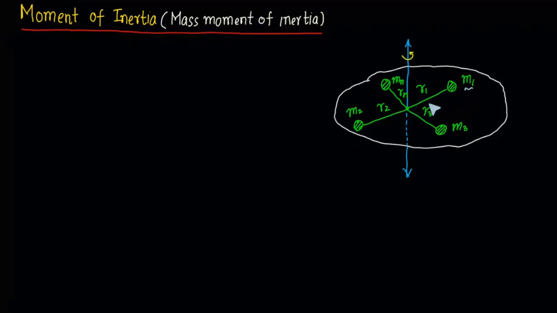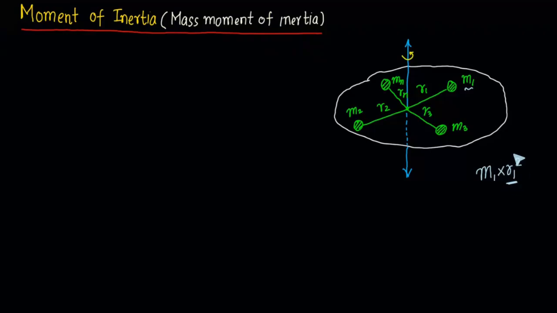So to eliminate the factor of negativity, we will consider squaring of the distance. The moment of inertia caused by mass m1 will be taken as m1 times r1 square. Why have I taken r1 square? Why have I not taken only r? Because if I take only r, that will become a vector quantity, right?